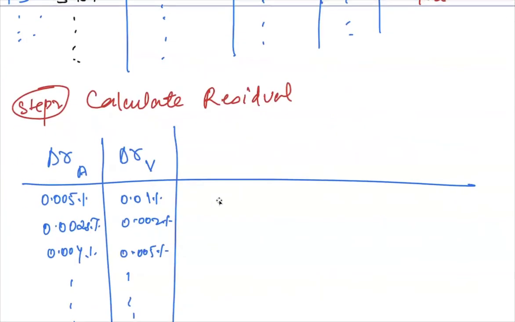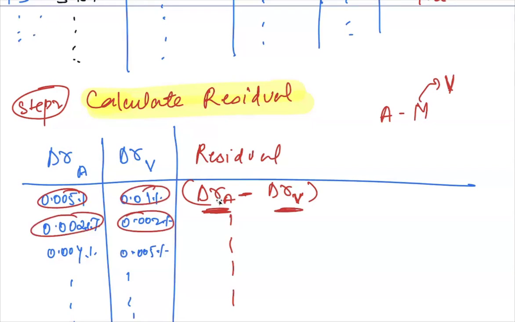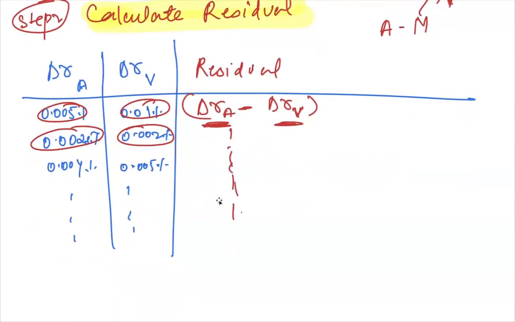Second step is calculate the residual. How will you calculate the residual? Residual is simple. Residual is equal to the actual change in interest rate versus the Vasicek model. So you'll use this formula. Residual is what? Actual minus the modeled value. Modeled value is what? Using the Vasicek model. So you're just subtracting these two values. This is step 2. So on you'll get these values.